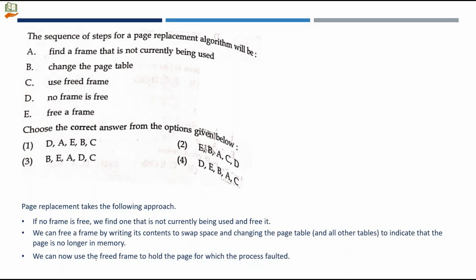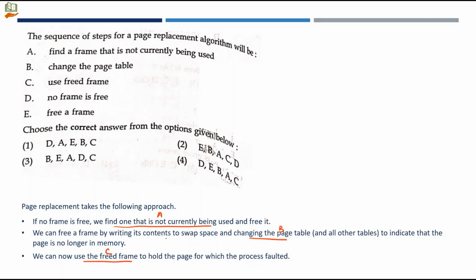We can now use the freed frame to hold the page for which the process faulted. Now just check the options. Find a frame that is not currently being used. This is actually option A. Change the page table. This is option B. Use the freed frame. This is option C.